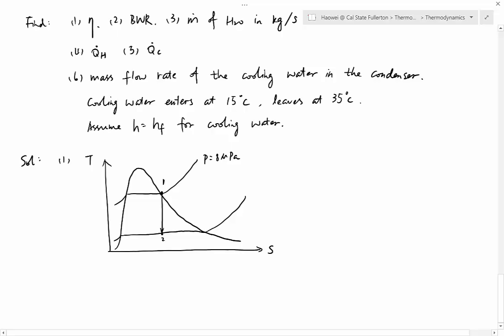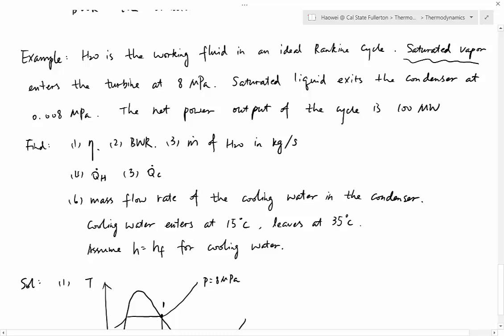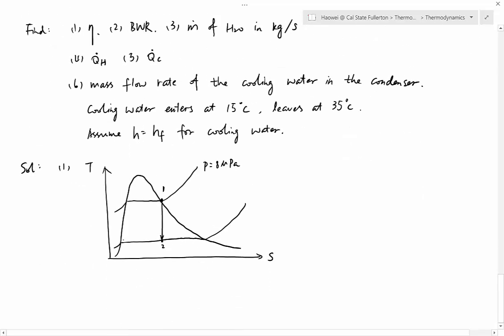And then 2 to 3, you cool water down. If the system loses heat, you also lose entropy. So entropy, which is the x coordinate, becomes smaller, so we move to the left. And where do we stop? The problem says saturated liquid exits the condenser. So number 3 must be F point. 2 to 3 to the left, and number 3 must be F point.